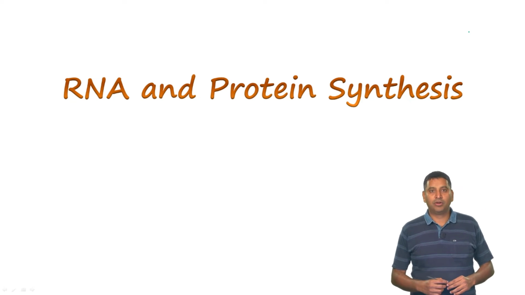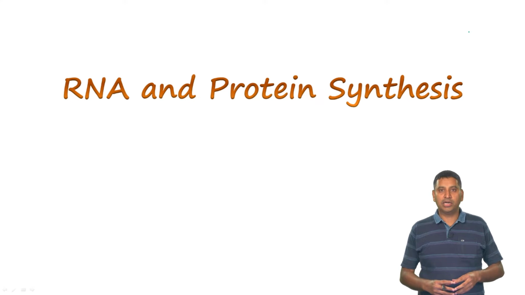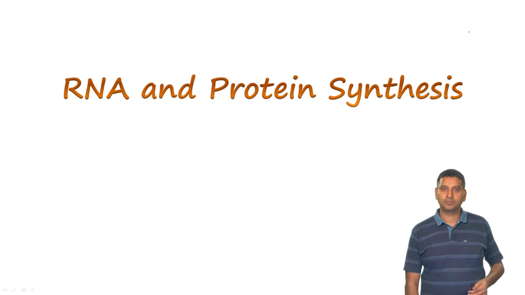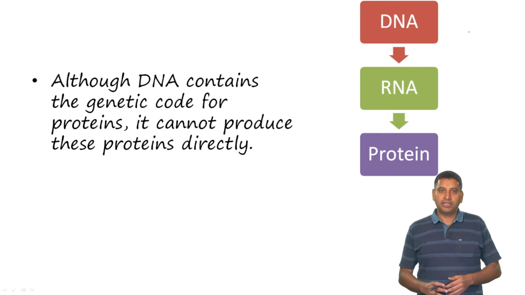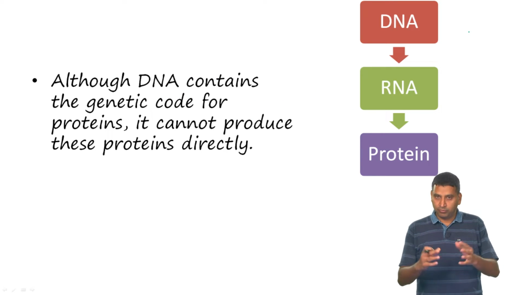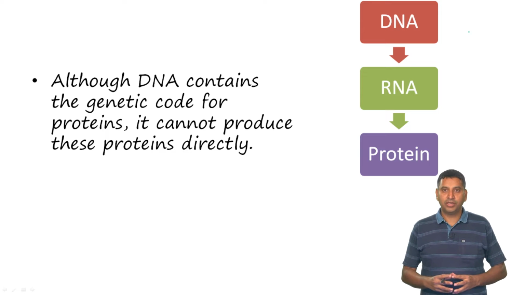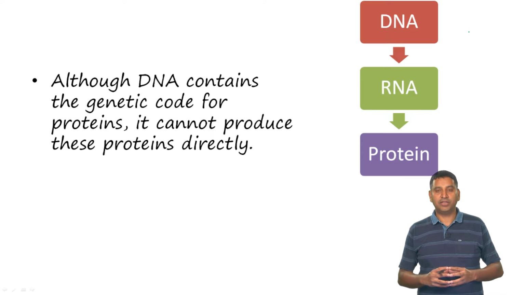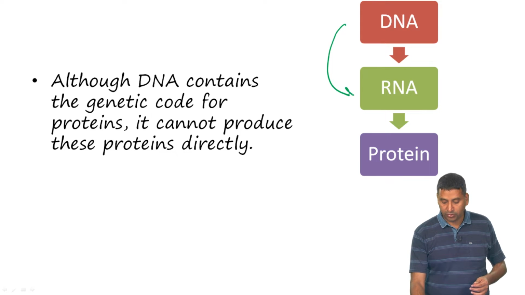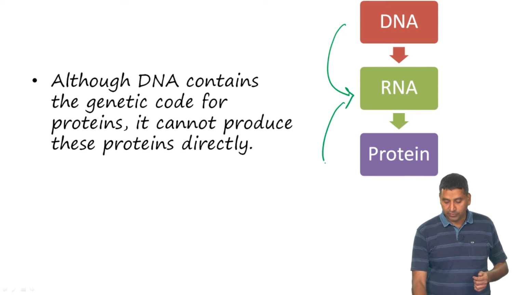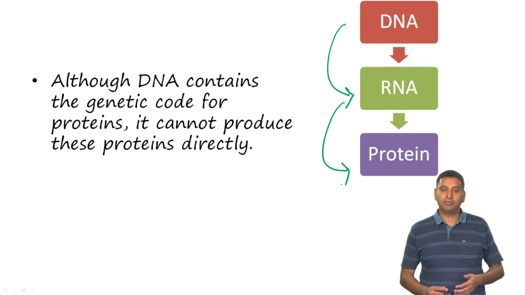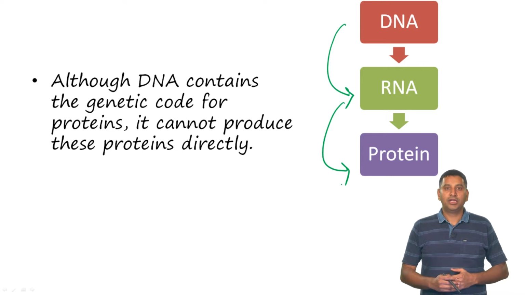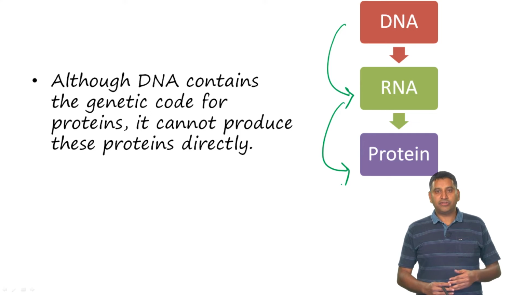In today's lecture, we are going to look at the structure of RNA and how RNA plays a very key role in protein synthesis. Before we get there, let us look at the central dogma of molecular biology, which is basically that DNA contains the information that is present in a cell. DNA transfers the information to RNA, and RNA in turn is able to use that information to synthesize protein. So, although DNA contains the genetic code, it cannot produce these proteins directly.